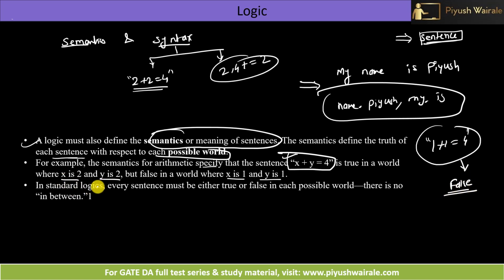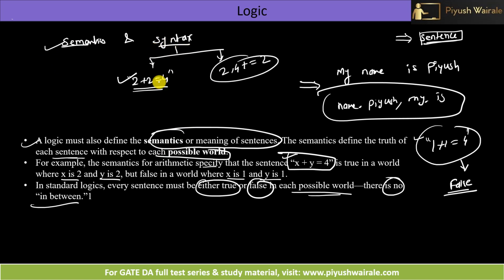But in general logic, every sentence must be either true or false in each possible world. It doesn't matter which, but it should be syntactically correct in order to get a meaningful sentence, right? This is what semantics and syntax is, and there is no in between. We'll discuss this in detail when we discuss the logic part. So I hope you understand the difference between semantics and syntax.